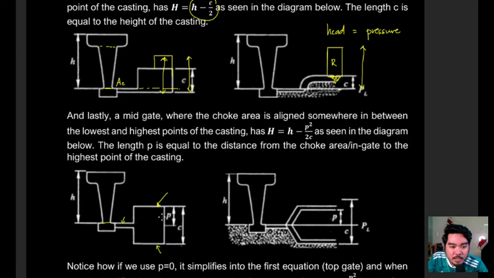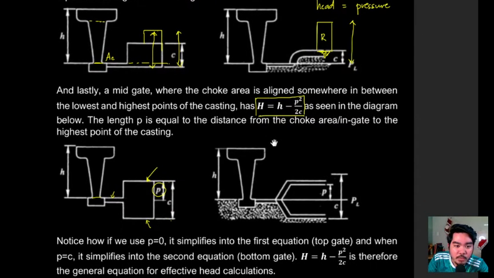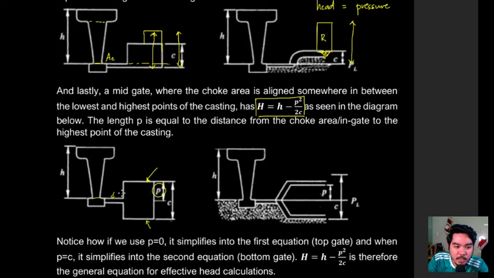Okay? So if that's the case, then you need to take into account this value here, P, which is the highest point minus the point where the choke area is located. And the formula becomes capital H, effective head, equals the sprue assembly height minus P squared over 2C. One thing we'll notice is that this equation is actually a general equation. For example, if we did a top gate, then in that scenario P is just equal to 0.